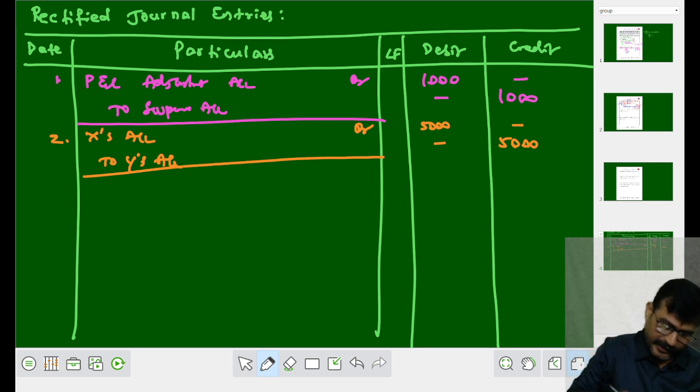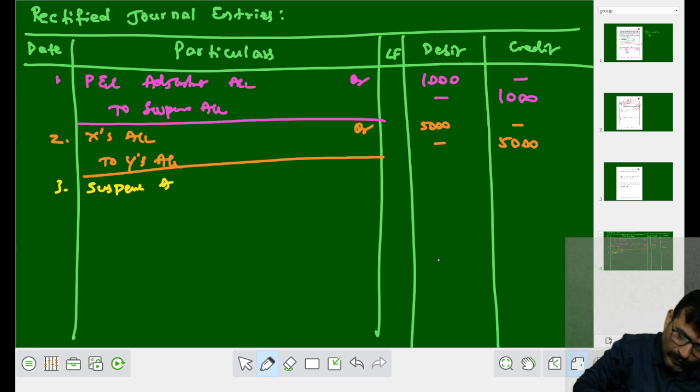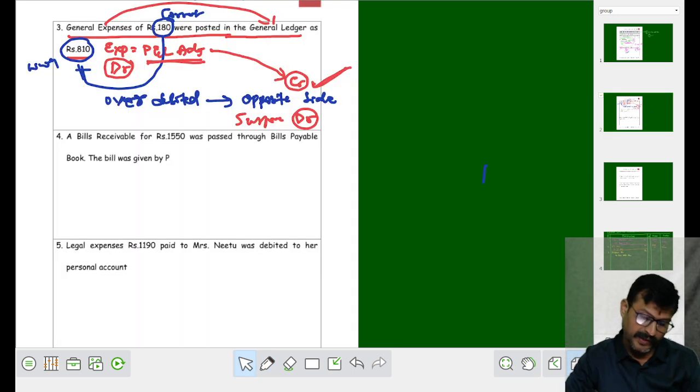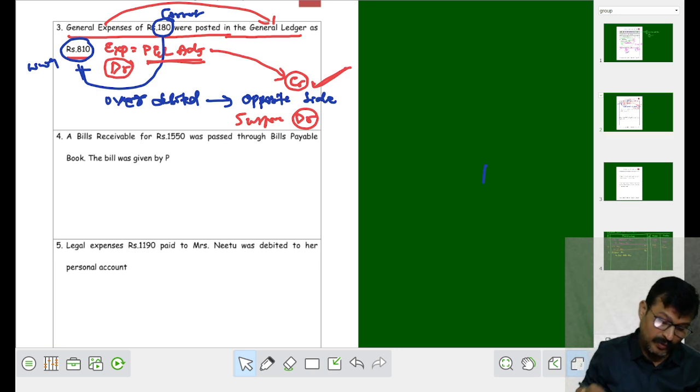Shall we give the entry now? Suspense account debit to P&L adjustment account. How much amount is it, my dear students? The difference amount, over debited by how much? You have to work out the amount, right?